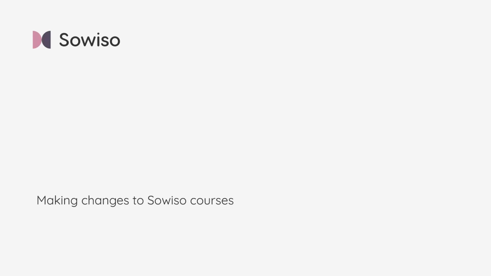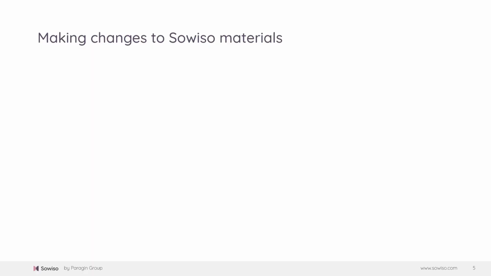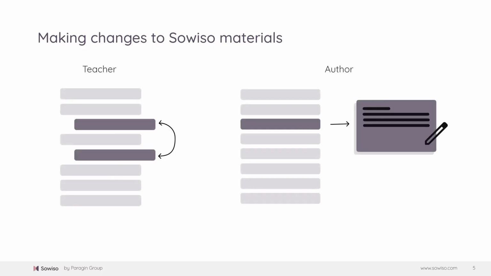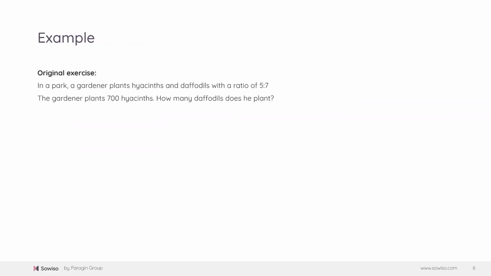My name is Andrea and today I will be showing you how to make changes to a Sowiso-made course. Now, first of all, we need to make a difference between making changes as a teacher and as an author. As a teacher, you can make simple changes like renaming a chapter, reorganizing chapters, adding and removing, or even combining chapters from different Sowiso courses. Now, if you want to make some finer changes to the exercises or theory pages, you would need to have author access. And this is what we're going to be focusing on in this video.